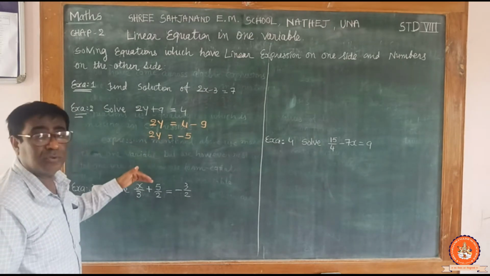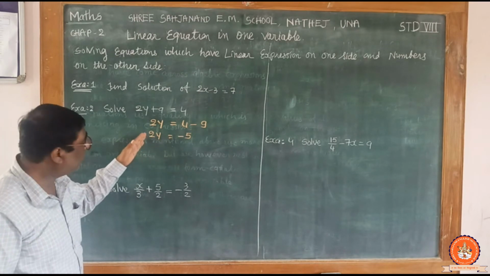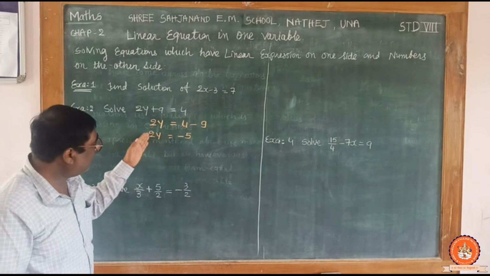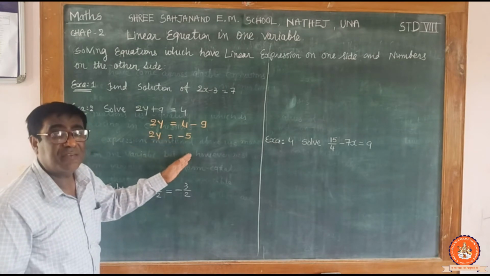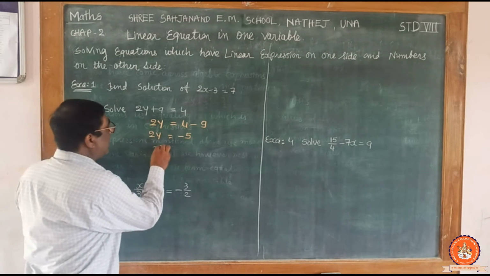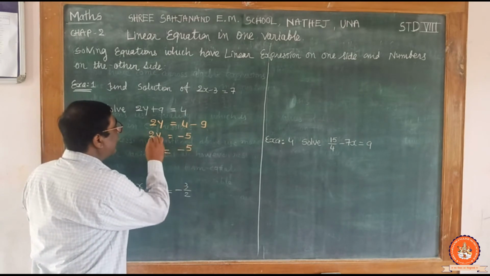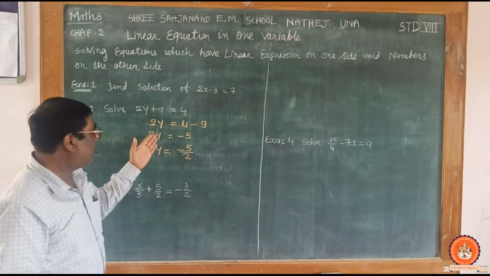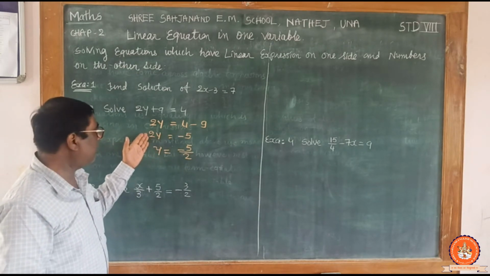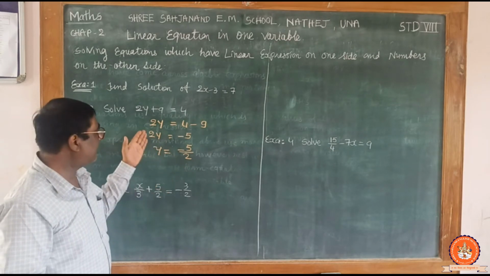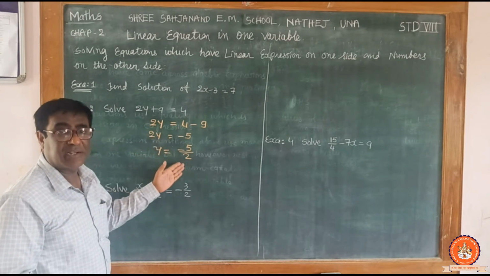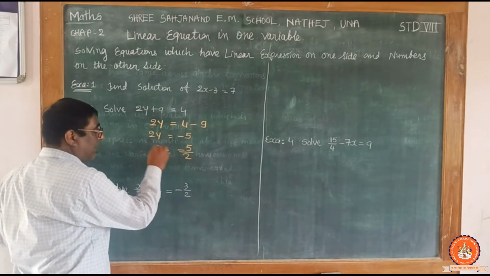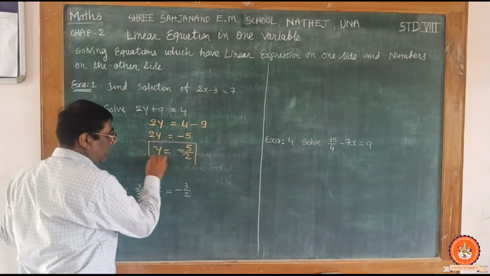So if we want to remove 2 here, we have to move 2 to the right hand side of the equal mark, and here it will go to the division relation. Means y is equal to minus 5 divided by 2. If 2 is in the relation of multiplication and goes to the opposite side, it becomes the denominator. So y is equal to minus 5 by 2 is the solution.